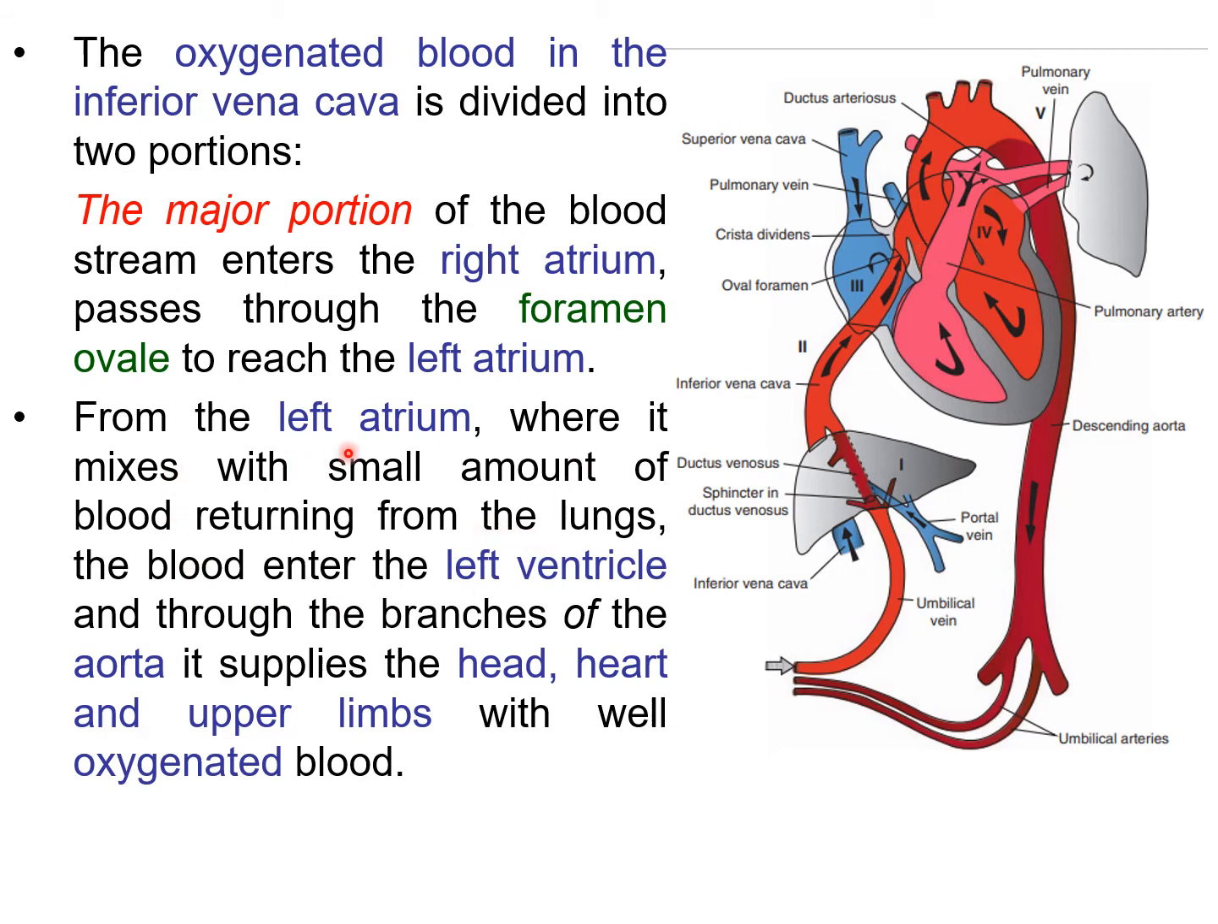So, from the left atrium, the mixed blood which is coming from the lungs enters into the left ventricle through this opening, which is the atrioventricular opening, and from here this blood enters into the ascending aorta to supply the head, heart, and upper limb, well oxygenated blood.